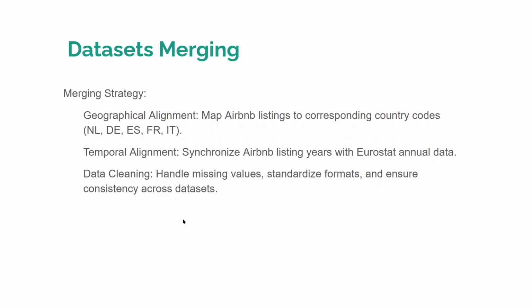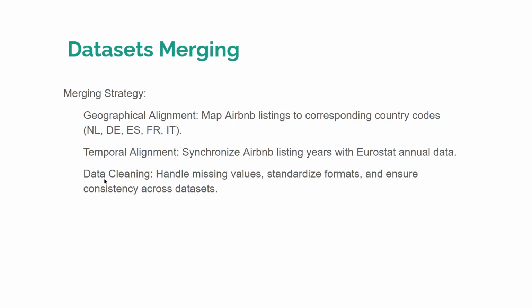Okay, how did I merge the datasets? Mainly, first I merged them with geographical alignment. I mapped Airbnb listings to corresponding country codes. It didn't have cities, so I had to do it with countries like Netherlands, Germany, Spain, France, Italy. Then I also used temporal alignment to synchronize Airbnb listing years with Eurostat annual data.